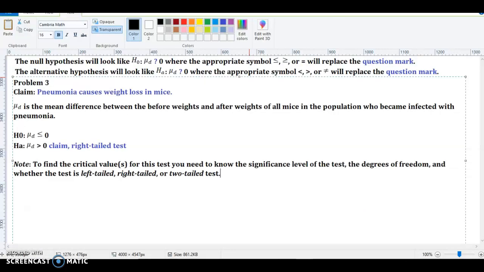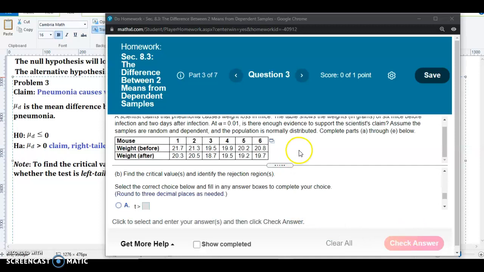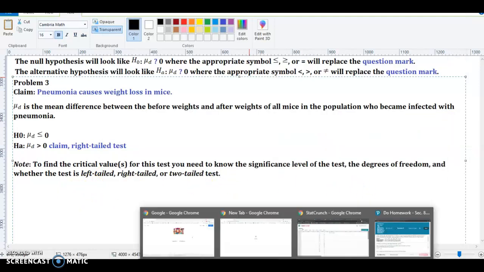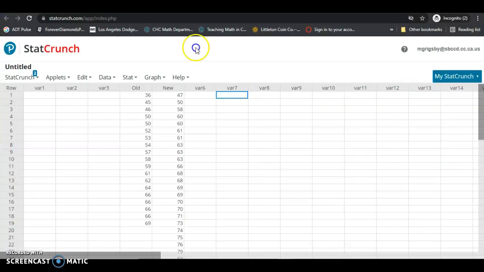So in other words, when you're asked to find the critical values for the type of hypothesis test you're going to do in section 8.3, you need to know the significance level of the test, the degrees of freedom, and whether the test is left-tailed, right-tailed, or two-tailed. So we have all that information. This is a right-tailed test. The level of significance was 0.01, according to the problem, and you can make a note of that as you do the homework. And the number of pairs of data is 6, so 6 minus 1, which is equal to 5, is our degrees of freedom.